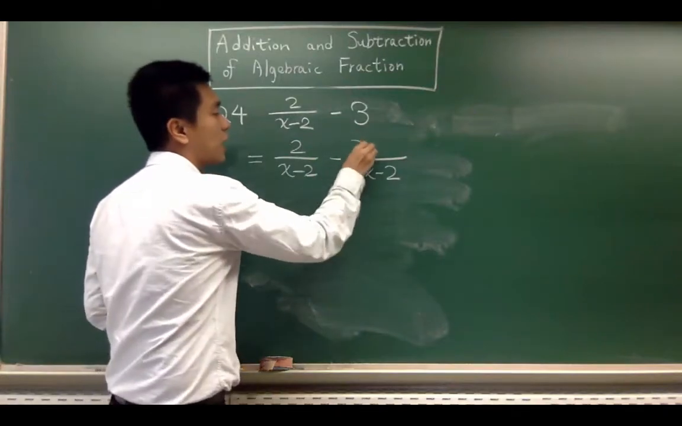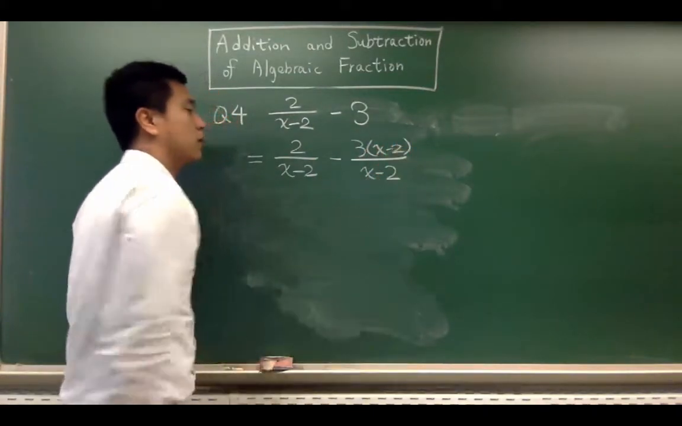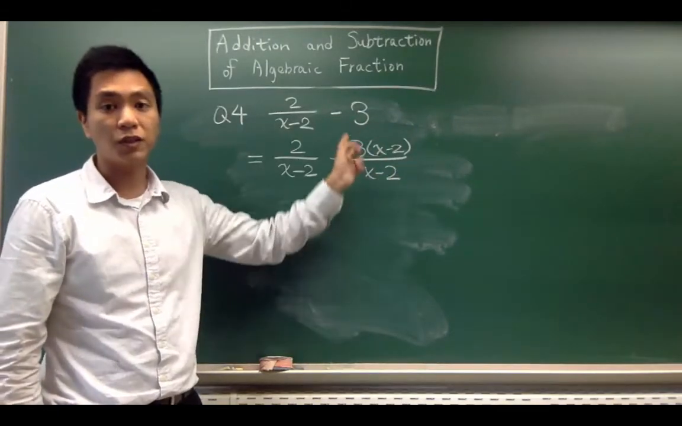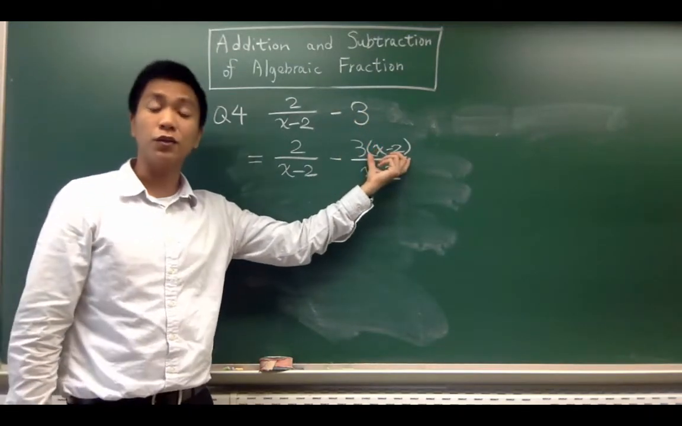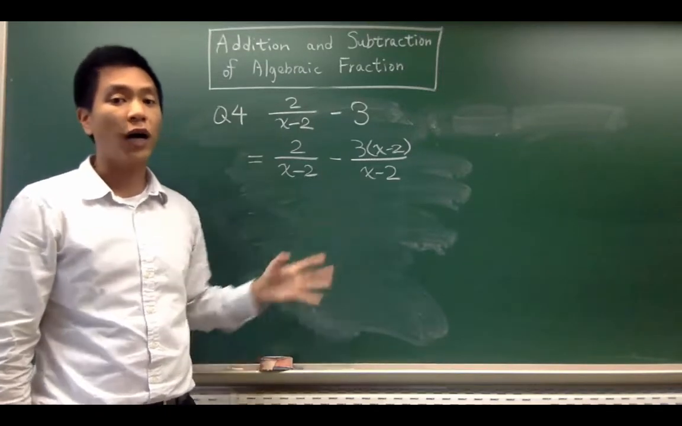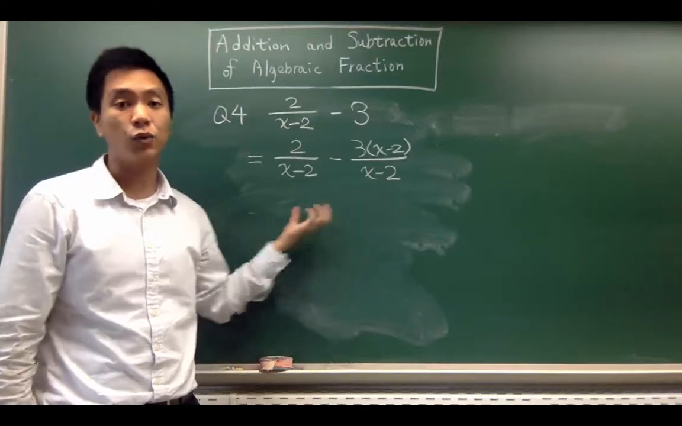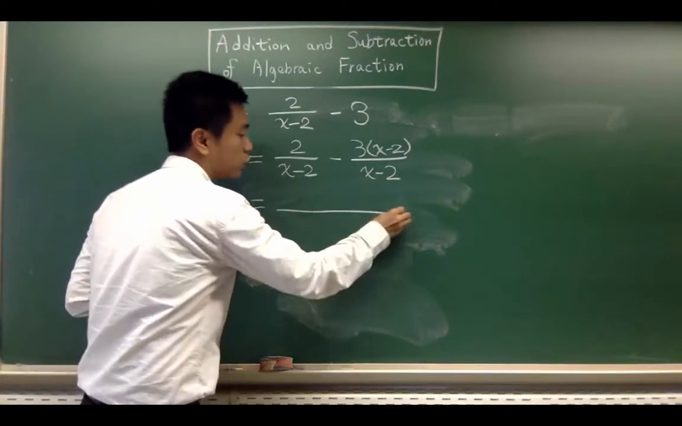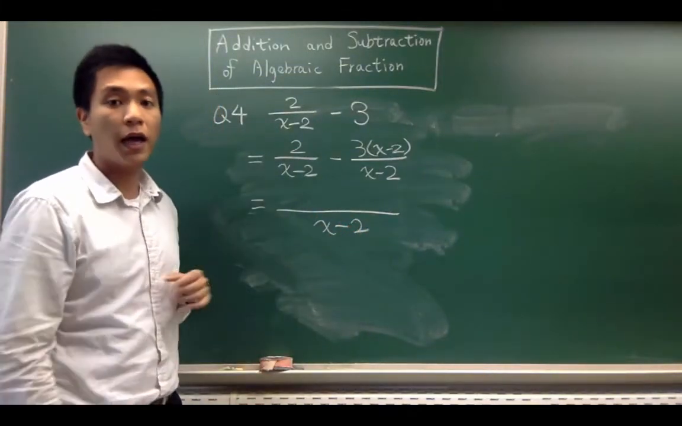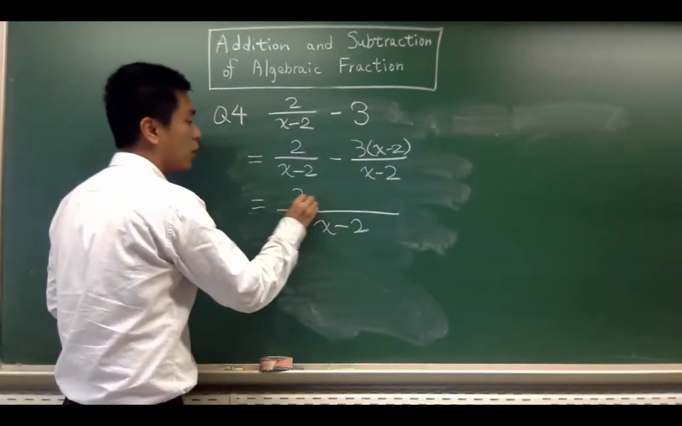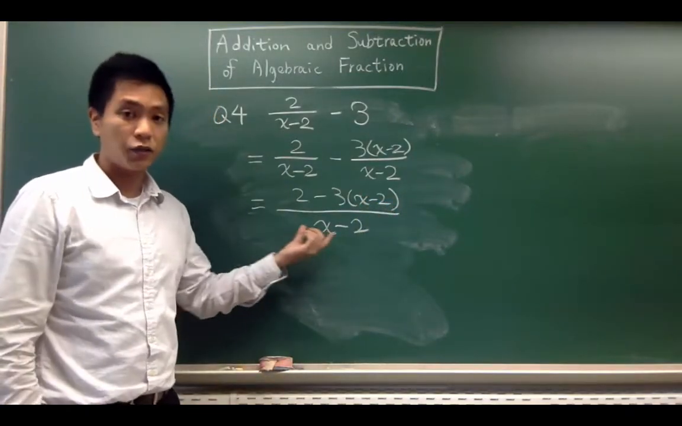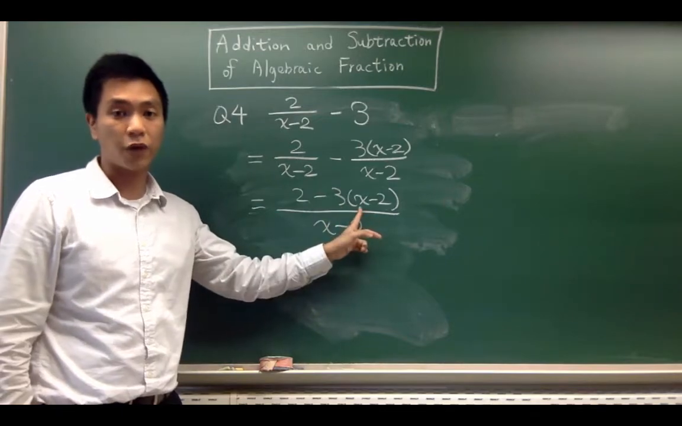It will become 3 times x minus 2, over x minus 2. So this term is actually the same as 3, but the numerator has times x minus 2, and the denominator will be x minus 2. Why do I have to do this? Because we want to combine these two. So we get just one fraction, with x minus 2 as the denominator. For the numerator, you get 2 minus this. Remember, there is a negative sign here, and this is the bracket of x minus 2.